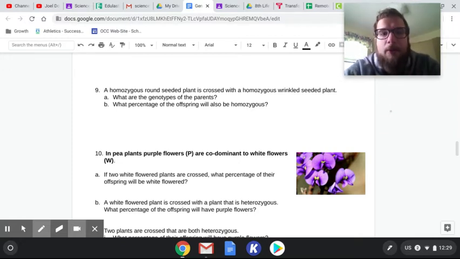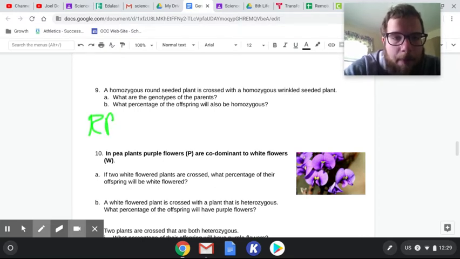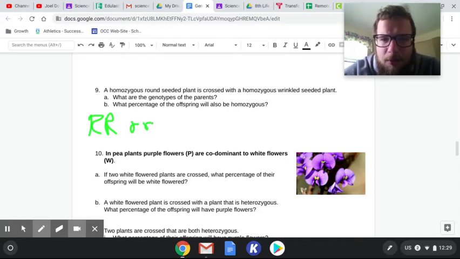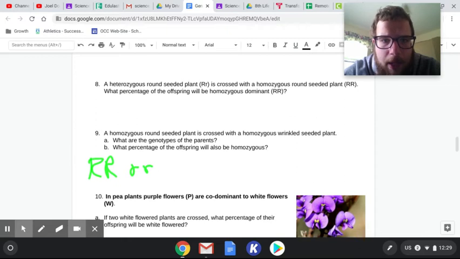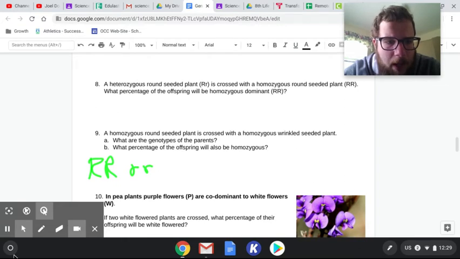Okay, homozygous round seed. Homozygous, 2 of the same, and that's round, so he's going to be big R, big R. And then we've got homozygous wrinkled, small r, small r. Did we not just do the same thing up above? We did not. We had a big R, small r. Okay, so let's go ahead and fill out our Punnett square.